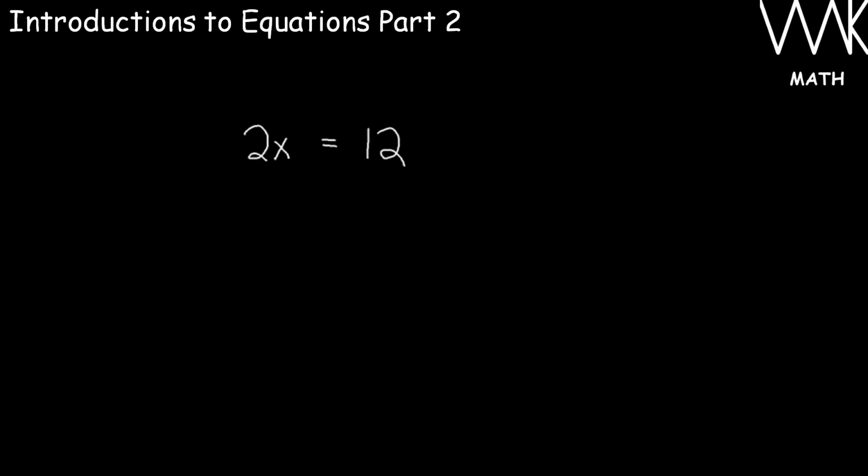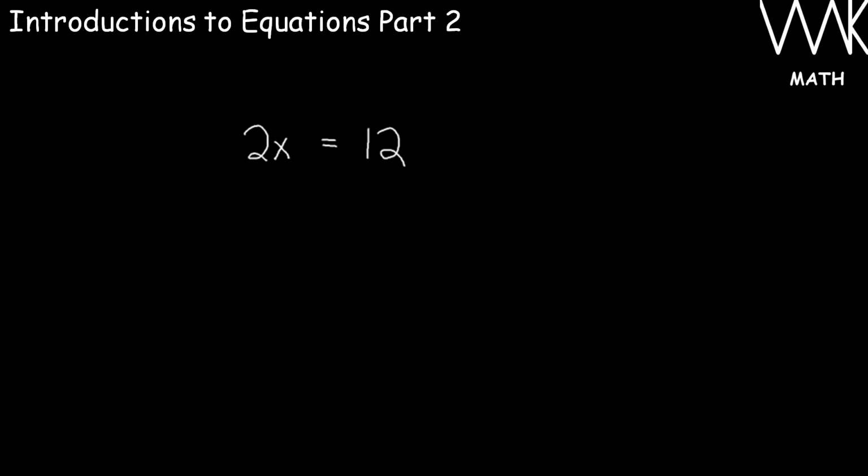Let's take a look at a third example here. 2x equals 12. How do we think about this? We want to get 1x, but we have 2x. So x is doubled in its weight. You can think of it as doubled. So if something is doubled, we need to halve it.